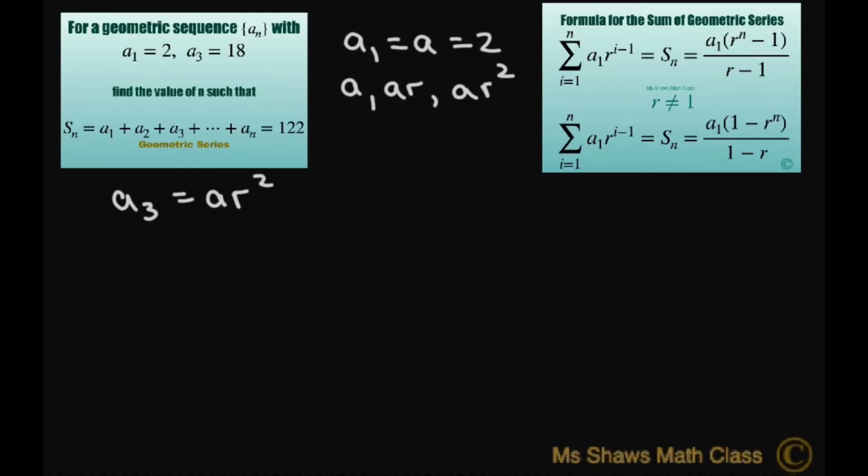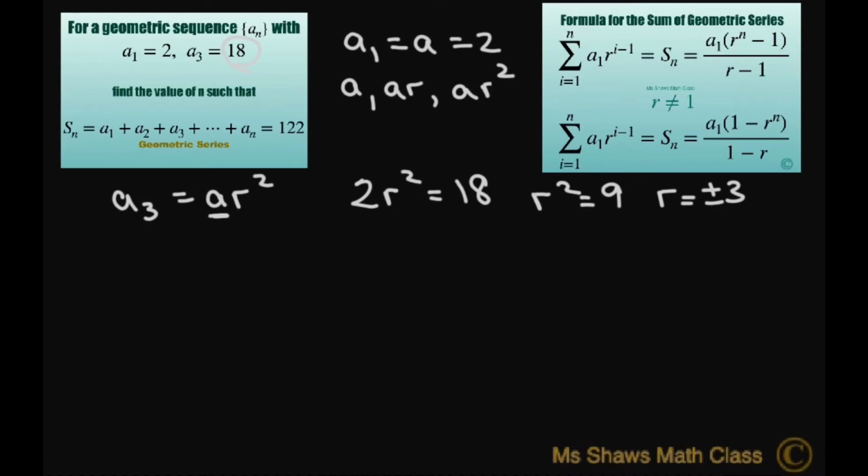All right, so basically I can use substitution because we have our first term is 2. So we have 2r squared equals our third term, which is 18. So r squared equals 9. Therefore, r equals plus or minus 3.